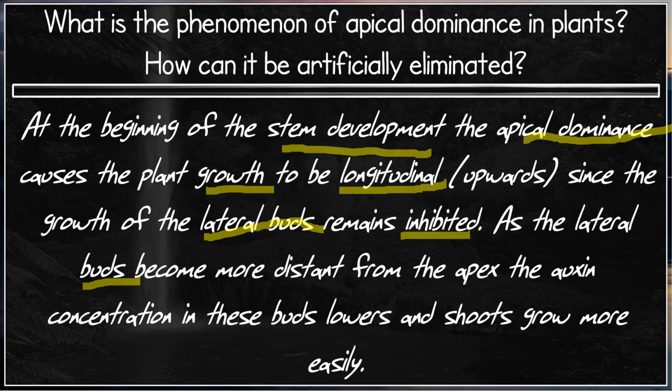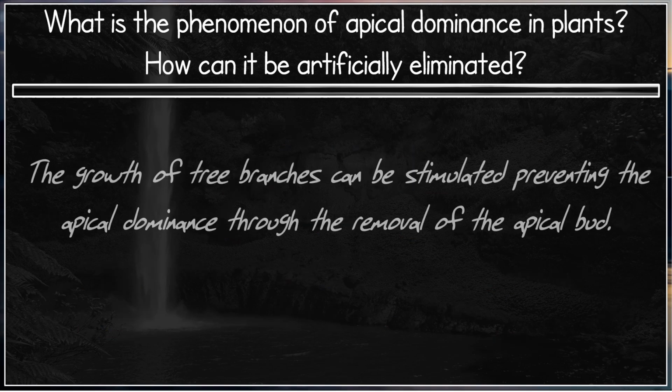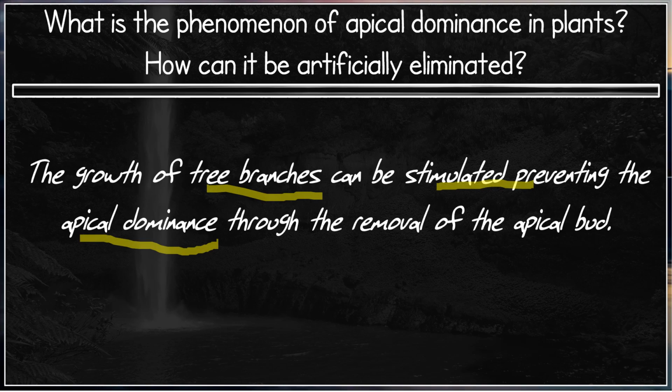As the lateral buds become more distant from the apex, the auxin concentration in these buds lowers and the shoot grows more easily. The growth of tree branches can be stimulated, preventing the apical dominance through removal of the apical bud.